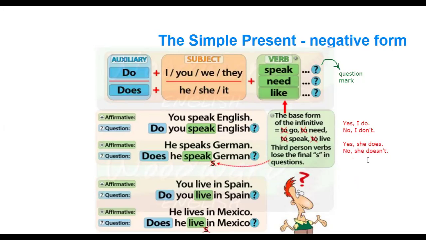Is this clear? Yes, it's clear. All right, all right. So we have these examples over here. Welcome, Miss Roxana. How are you?